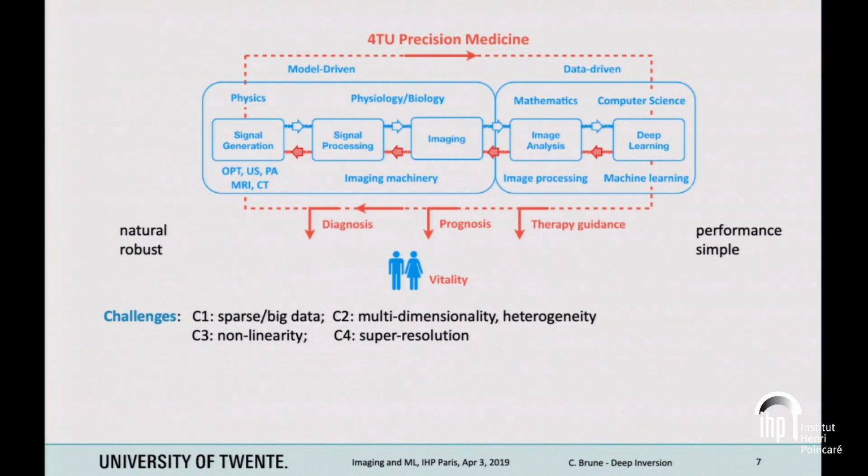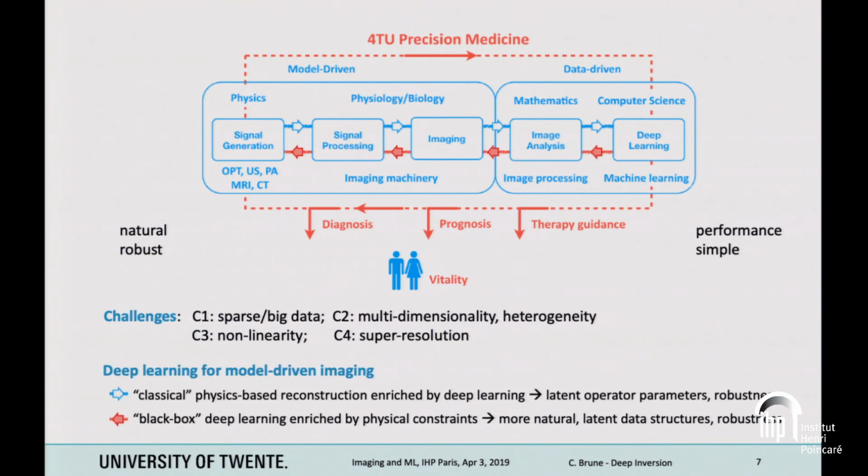So the big challenges are the ones that we all know for sure. Sparsity, big data, multidimensionality, heterogeneity in the data, nonlinear parts, if you think about the different PDEs coming up here, but also super resolution if you think about less training data giving you the same quality. So here I see right now two tendencies that you see in literature. Either people go from left to right or from right to left.